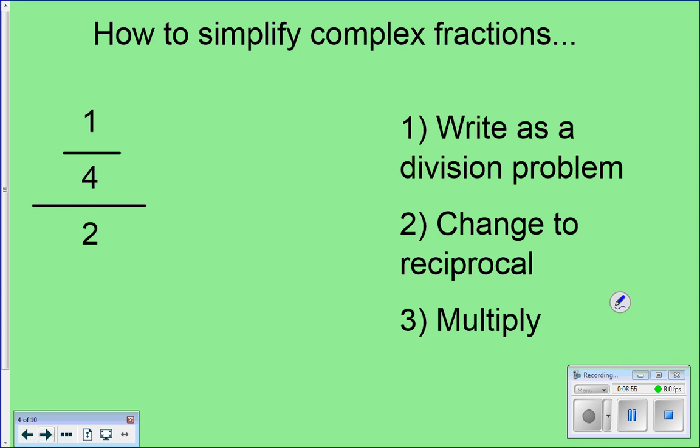Change to a reciprocal and multiply. And I will do this with you step by step.